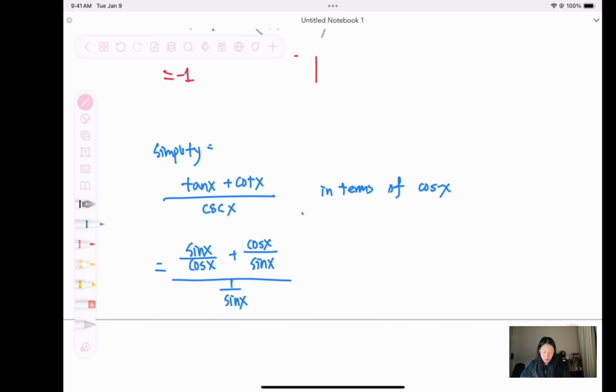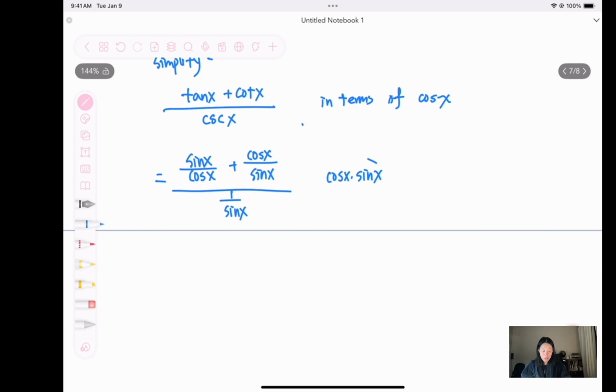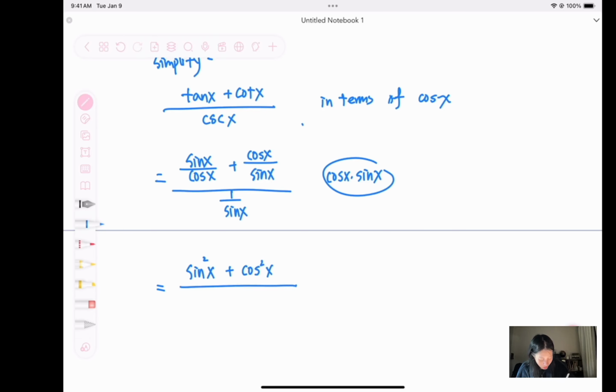Again, you have 3 terms, so that means the common factor would be cosine x times sine x. So you want to multiply this on every term. So I will have sine x squared plus cosine x squared over this one, which ends up as just cosine x. And then sine x squared plus cosine x squared gives you a 1. That's it. Then we're done with our simplifying.